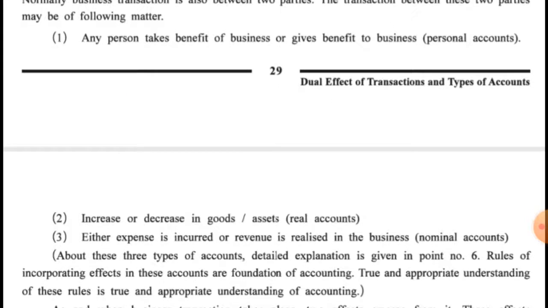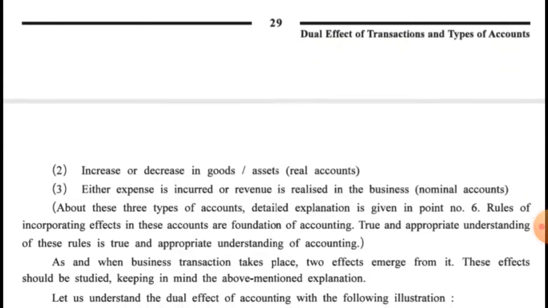Third one, that is either expense is incurred or revenue is realized in the business, that is nominal account. So any transaction related to expense or income of the business is called a transaction of nominal account. Any person-related transaction is called personal account. Any transaction related to goods or assets is called real account. And any transaction related to expense or income is called nominal account. We will understand later on the rules of debit and credit of all the three types of accounts. At present, you have to understand which type of transactions are called real, personal and nominal account.